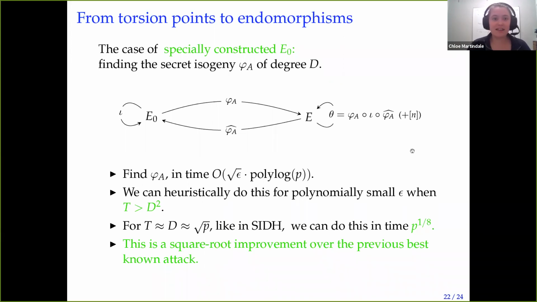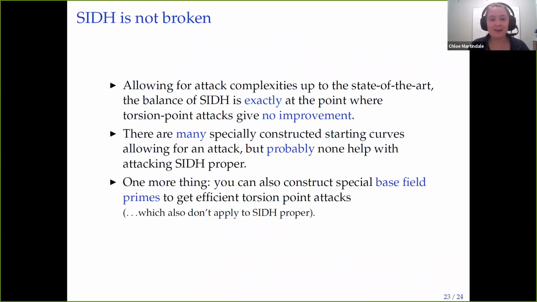So just a final little summary: SIDH is still not broken and probably never will be. Don't quote me on that. So allowing for attack complexities up to state of the art, the balance of SIDH is exactly at the point where torsion point attacks give no improvement. So that's what I was showing you on the two left-right pictures.